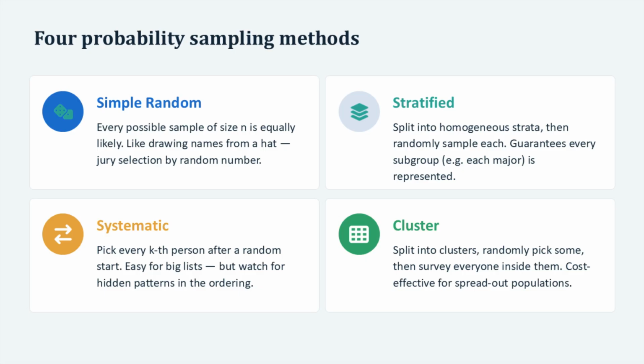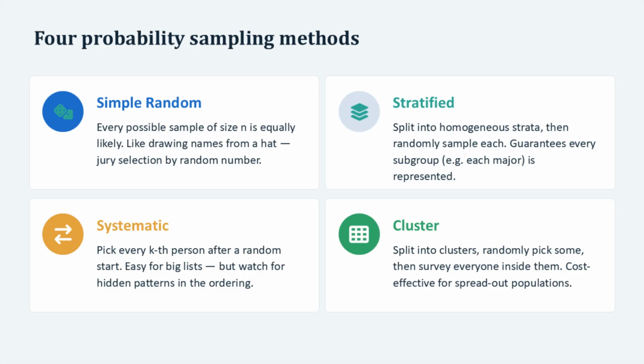Third, in the bottom left, we have systematic sampling. This one is pretty clever and usually very easy to carry out. You choose a random starting point and then select every kth person after that. Suppose you have 10,000 people at a concert, and you want a sample of 200 people. 10,000 divided by 200 gives us 50. So after choosing a random starting point, you could select every 50th person.